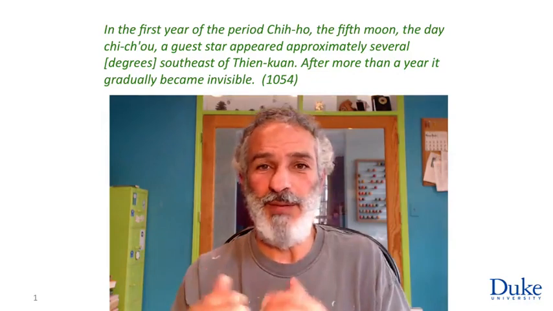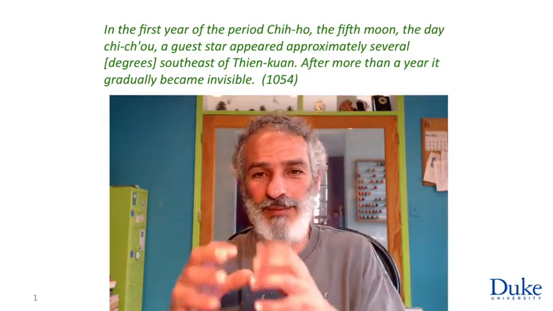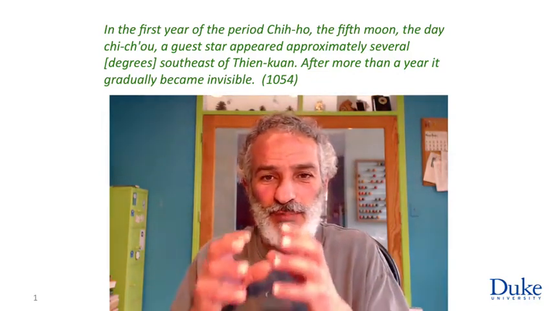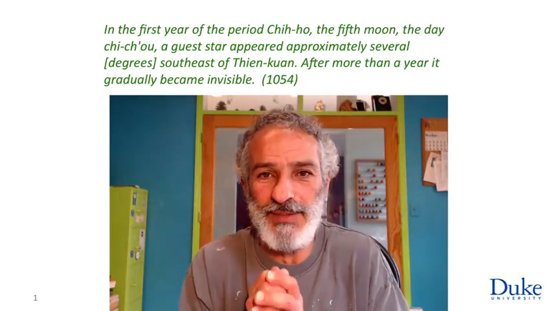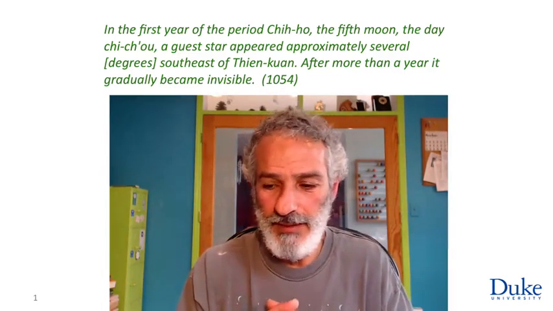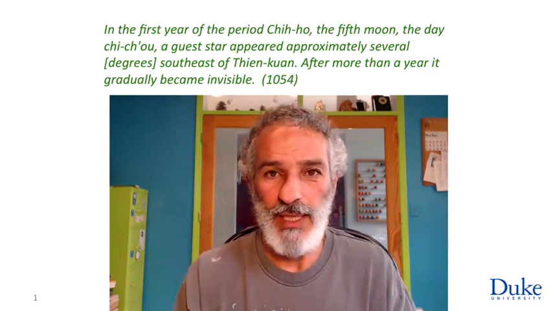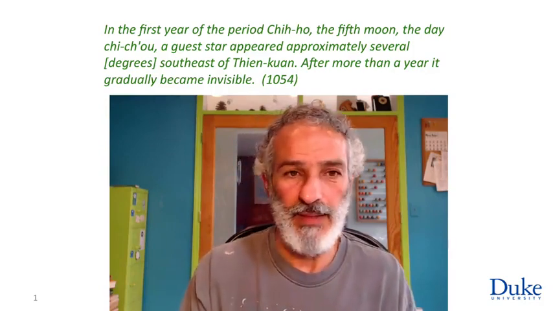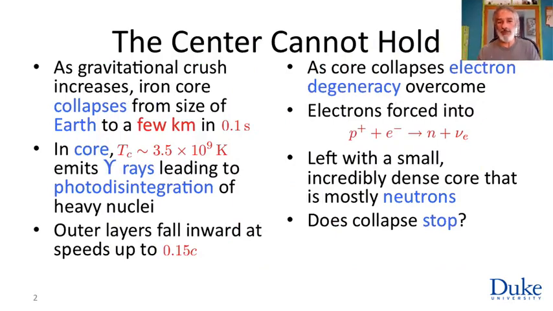The tension must be mounting. I've been leaving our star poised with the core collapsing, and we haven't asked what happens then. And so core collapse is going to be the next topic, obviously. What happens when the center of a star collapses?